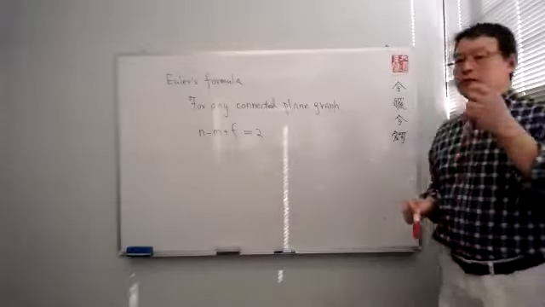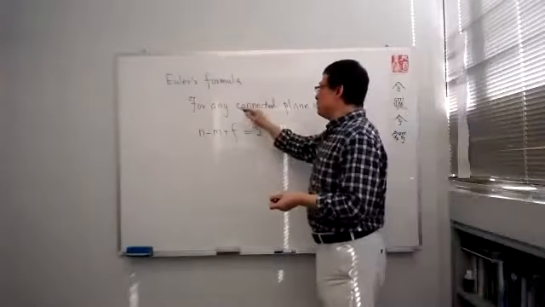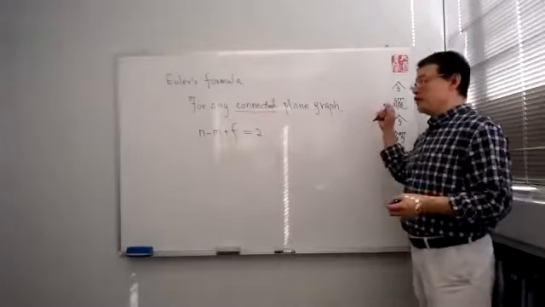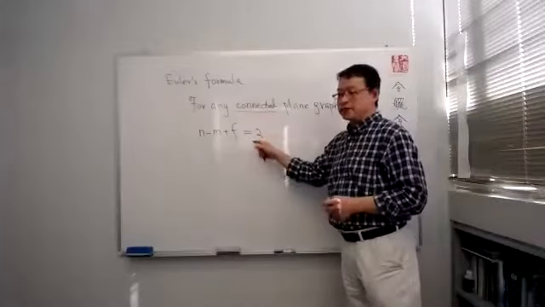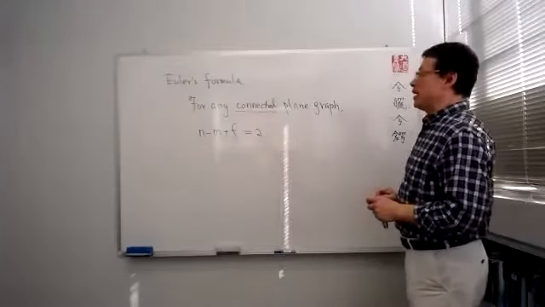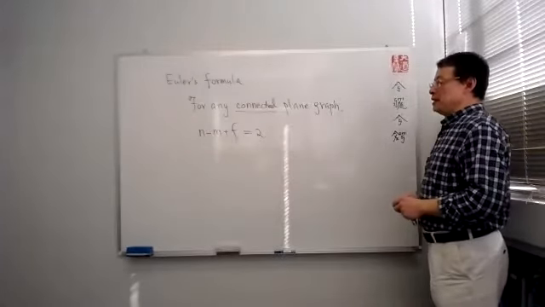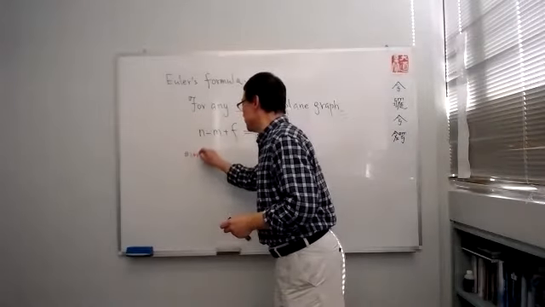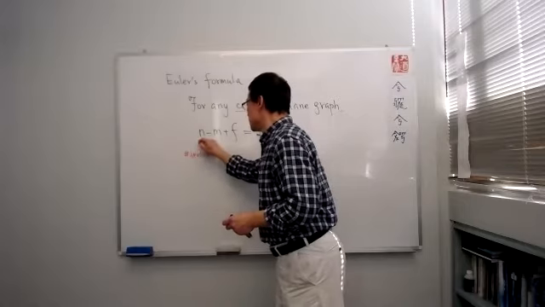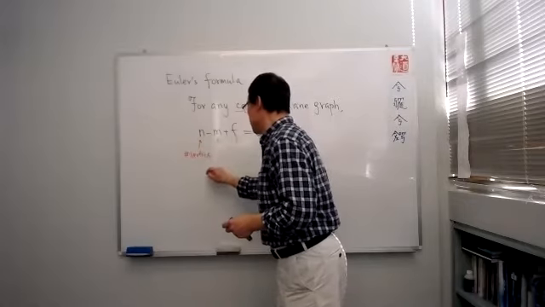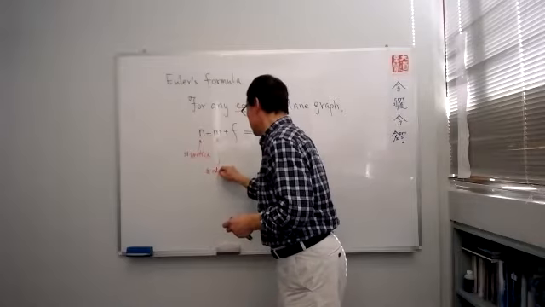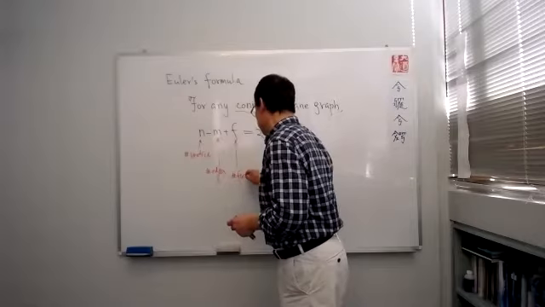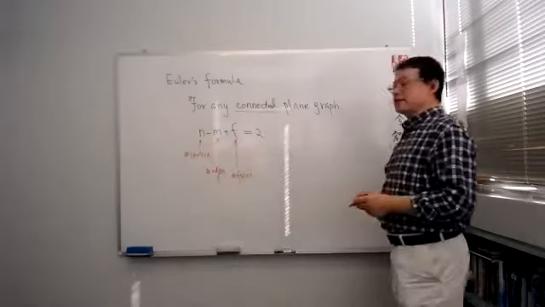All right. So our formula says for any connected plane graph, it's important to have the condition connected. Otherwise, this one does not hold. Of course, if we add the number of connected components together, we can generalize this one. For any connected plane graph, N is the number of vertices, M is edges, and F is the number of faces. So they satisfy this condition.